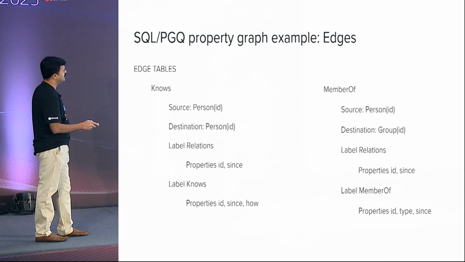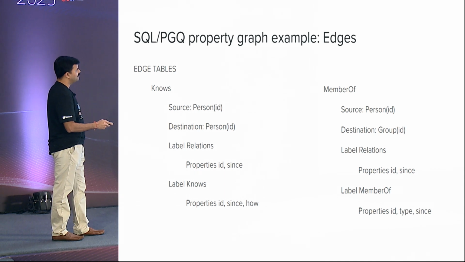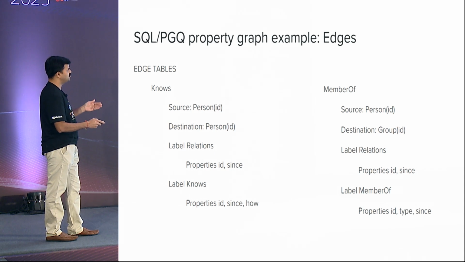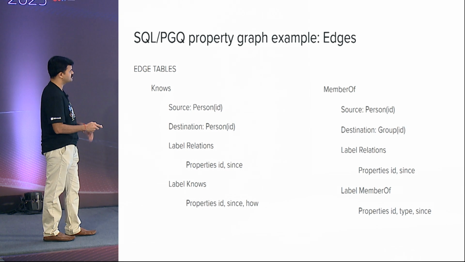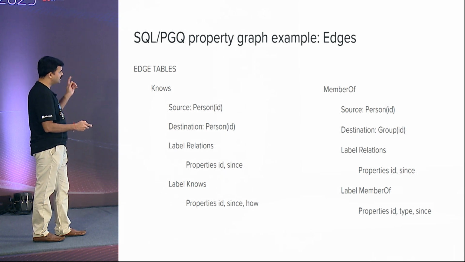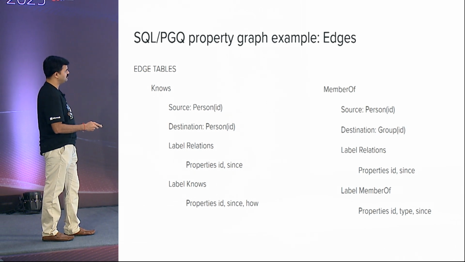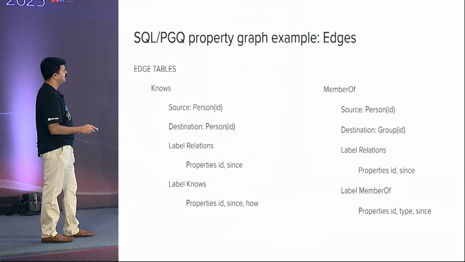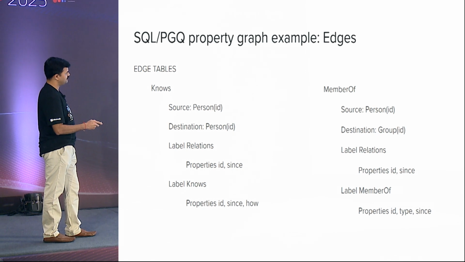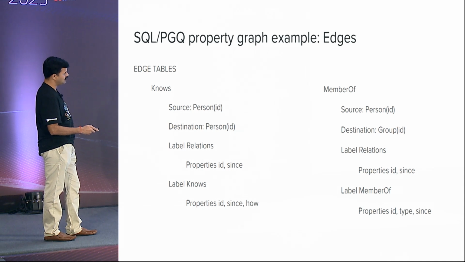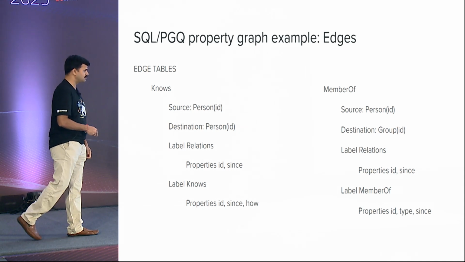So let's come to member of. Again, the source is person, but the destination has changed. It's group ID, because member of is a relation between a person and the group of which it is a member. It falls generally under the category of relations, so it has a labeled relation. And all the labels with the same name need to project the same properties, so it's exposing properties ID and since. But the member of edge table also has another label, member of, which has an extra property called type, which is the type of membership to that group.